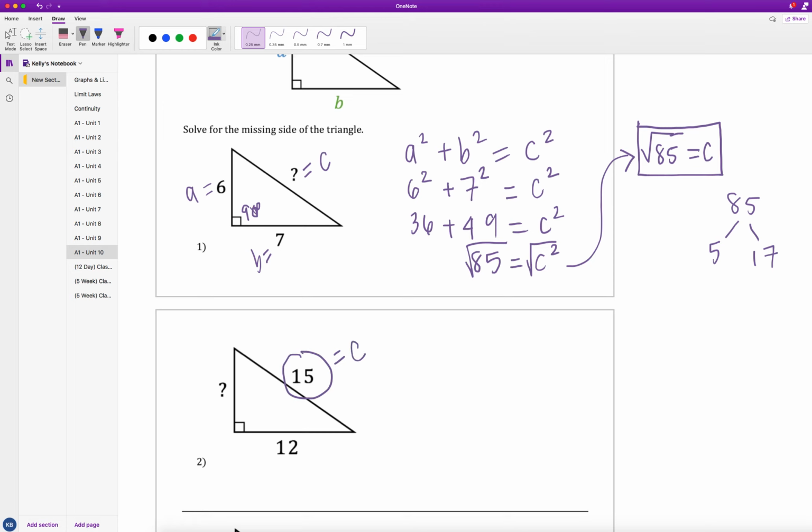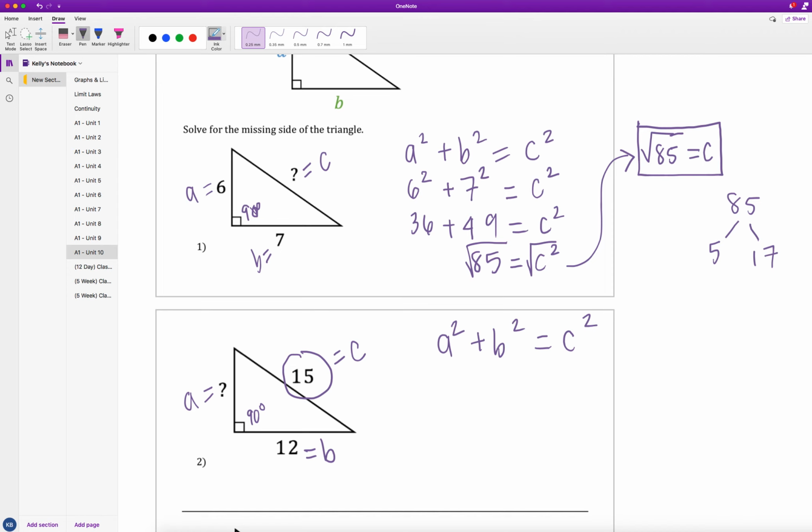So that's our c value. That's our diagonal side. It's always opposite the 90 degrees. My two legs are what I'm looking for. So my a is what I'm solving for this time, and my b value is 12. So if we start with the Pythagorean theorem, we have a squared plus b squared equals c squared. Why don't you guys pause the video and substitute in our given information?